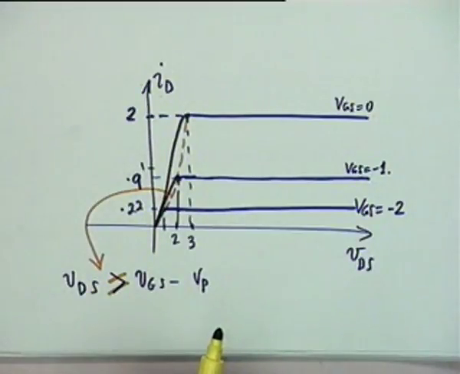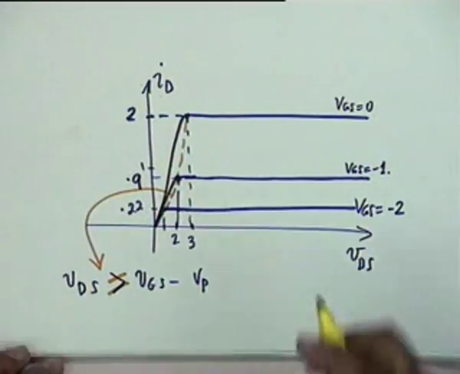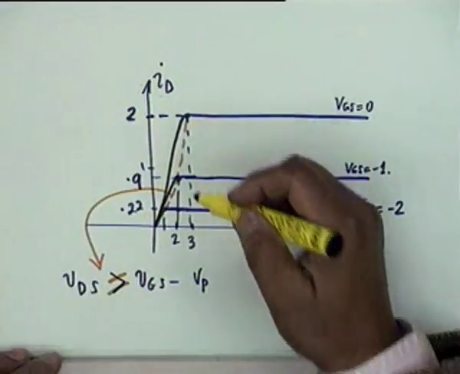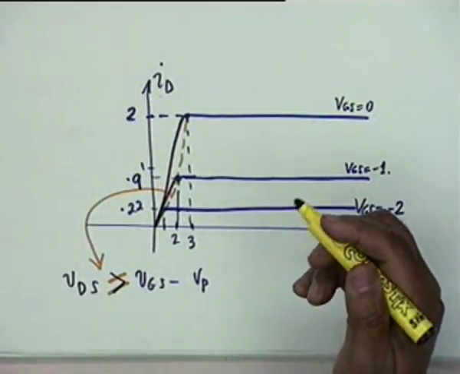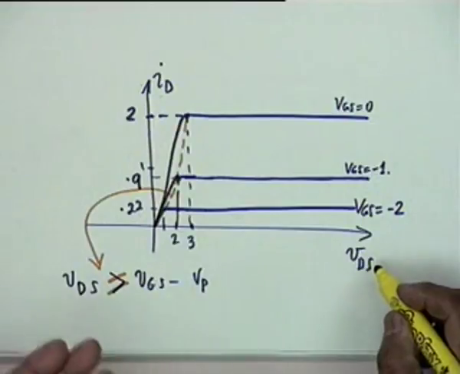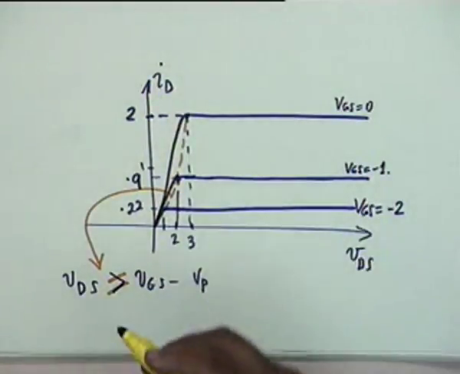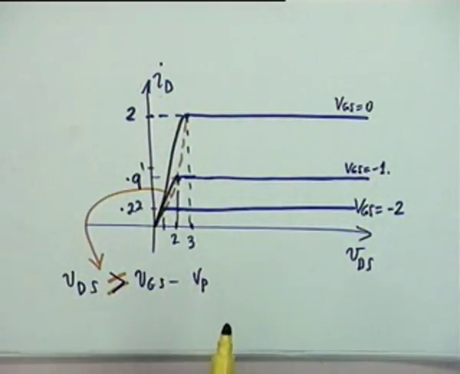Reasoning for drawing the straight lines, because before pinch off, an increase of VDS should cause an increase of ID approximately linearly, because it is the ohmic region. Actually it is not, because there is a change in the width of the depletion layer.